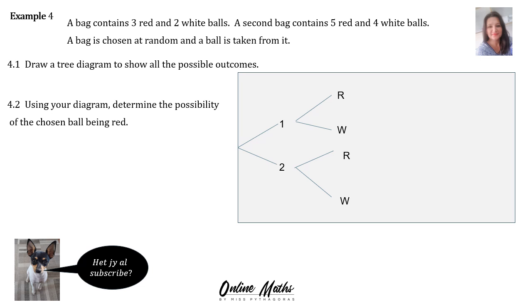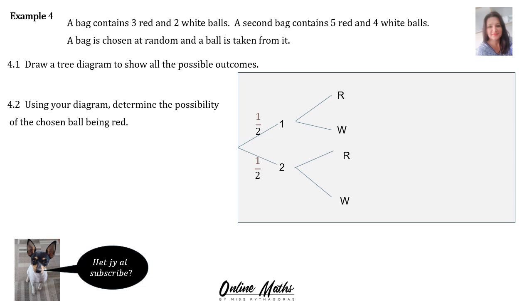So what I've got here is the 1 represents the one bag and 2 the other bag. And then the R and the W is a red from the first bag and a white from the first bag, and a red from the second bag and a white from the second bag. So you've got half a chance of pulling out a ball from the first bag and half a chance of pulling out a ball from the second bag.